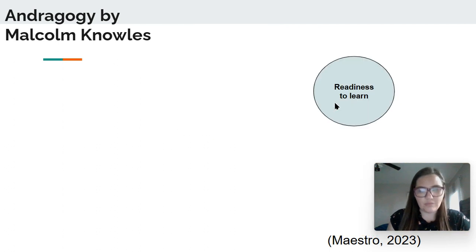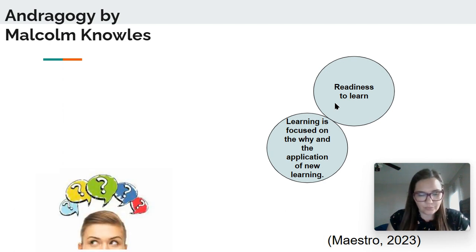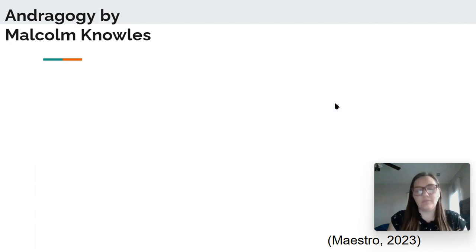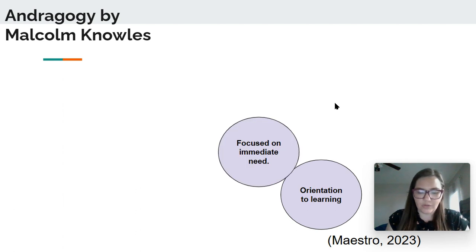The third assumption, readiness to learn, refers to an adult learner's desire to know why they need to know what they are learning. They need to know it is applicable to their life. This leads into the fourth assumption, an adult's orientation to learning. Adults want to be able to apply what they learned immediately to help solve a problem they are currently facing.